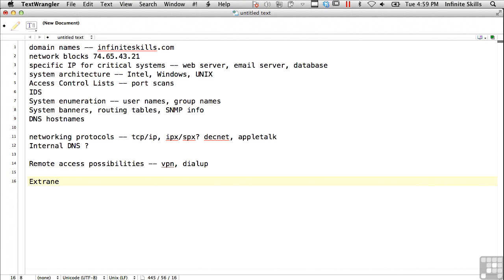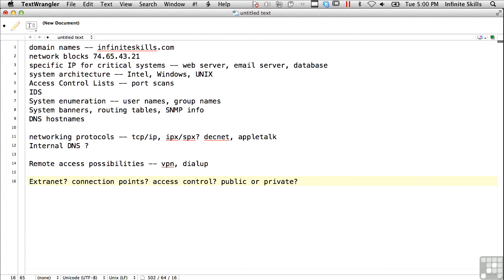How about extranet? Do they have connections to other partner facilities? What are the connection points? What sorts of access control are they using? Is it public or private? In other words, are they doing some sort of VPN tunnel between the endpoints, or are they using just a private line to connect the two different endpoints?